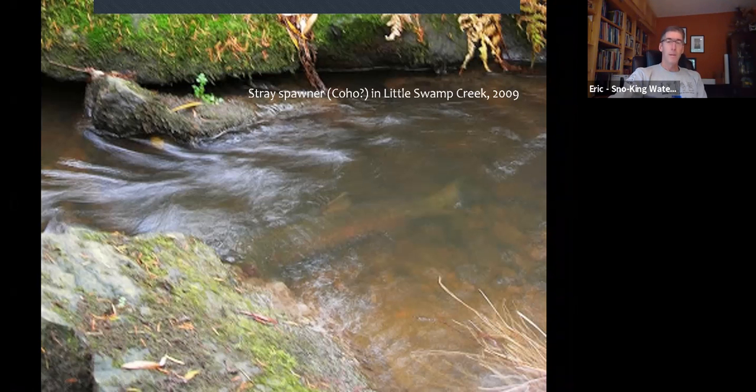I got involved personally because I live on a creek called Little Swamp Creek in Kenmore, and I don't often see large salmon in my creek, but I have once upon a time seen them, and this is a picture of a large one that came up our creek. I've talked to people who lived on the creek in my yard long ago, and they used to see quite a few of them.